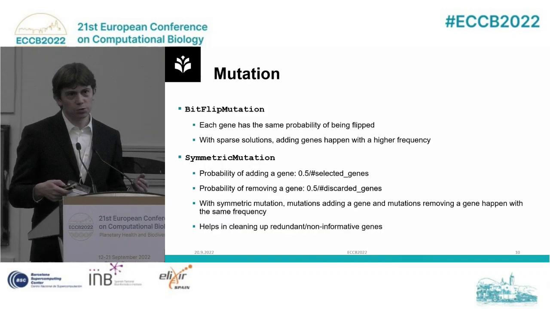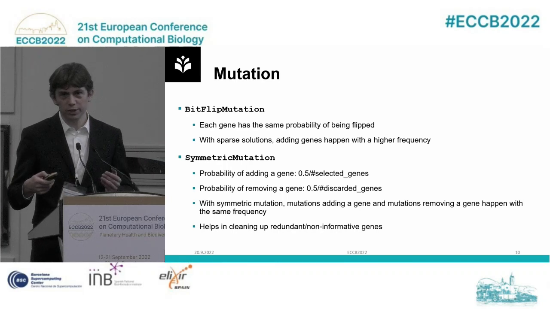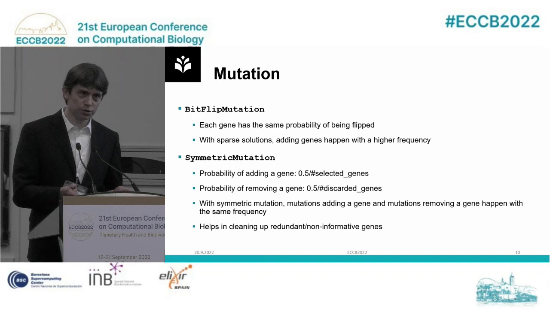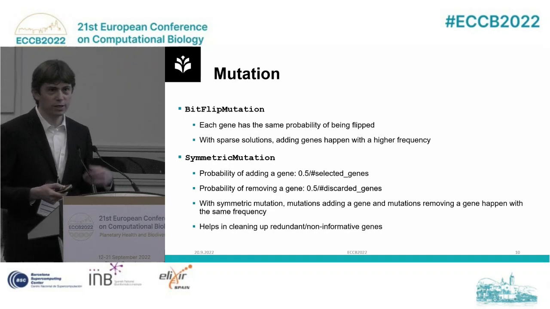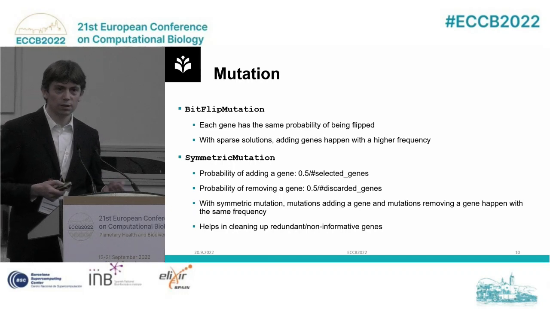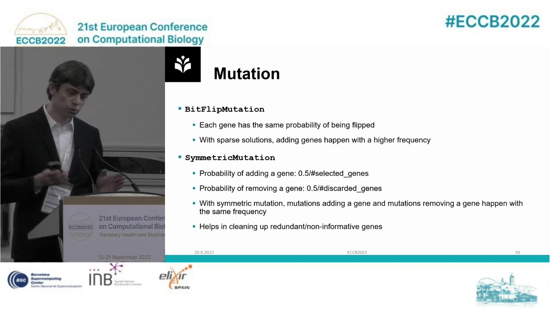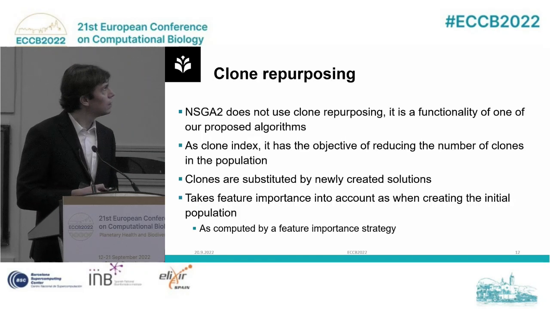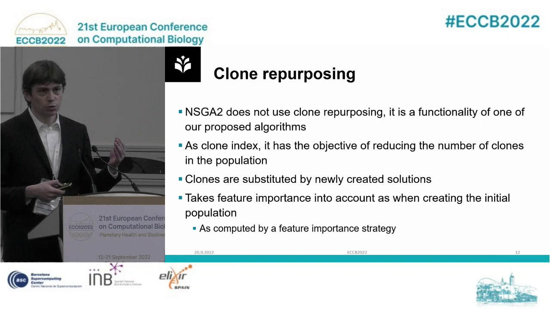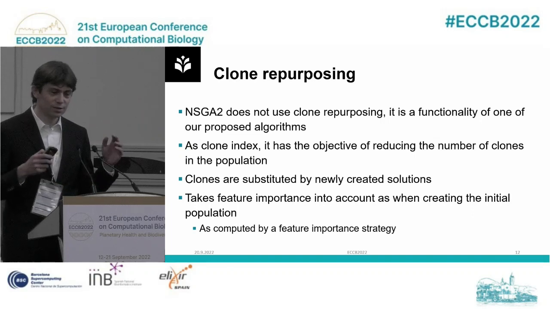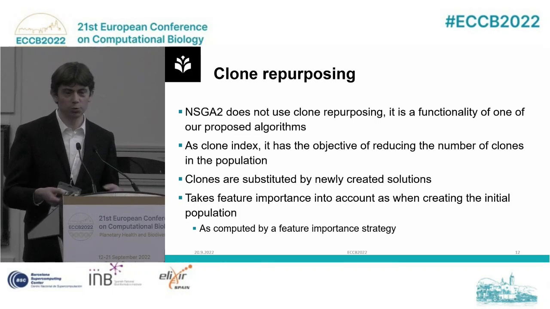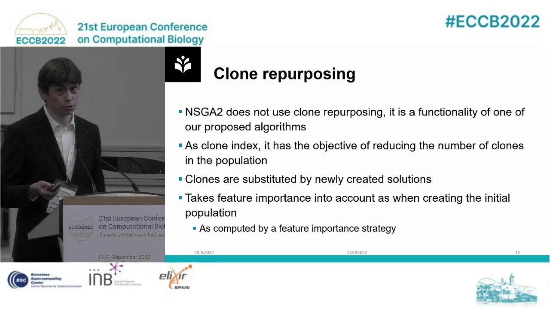And also we introduced a different kind of mutation where we give a higher probability to remove features from the solutions rather than adding features. And in this way, we are able to better detect features that are redundant, so as to reduce the size of the biomarkers. And another strategy to handle the clones is to just, let's say, repurpose them, so to remove the clones and substitute them with new individuals, new solutions.